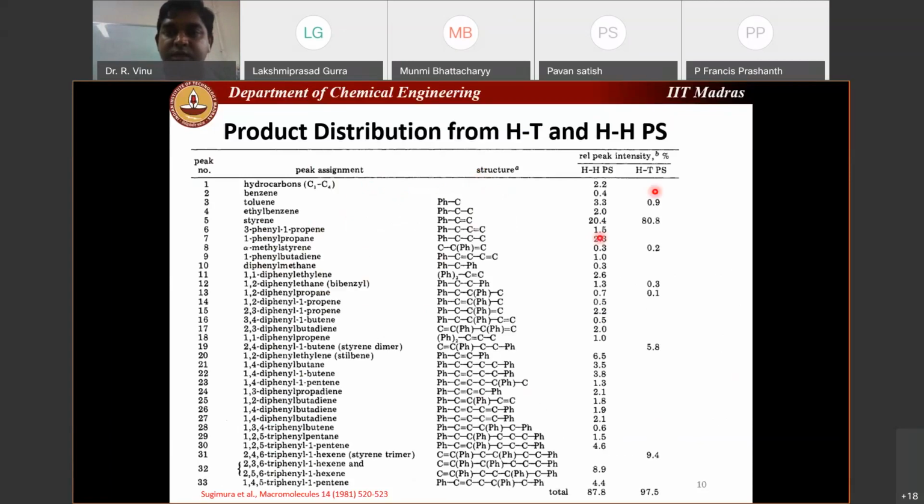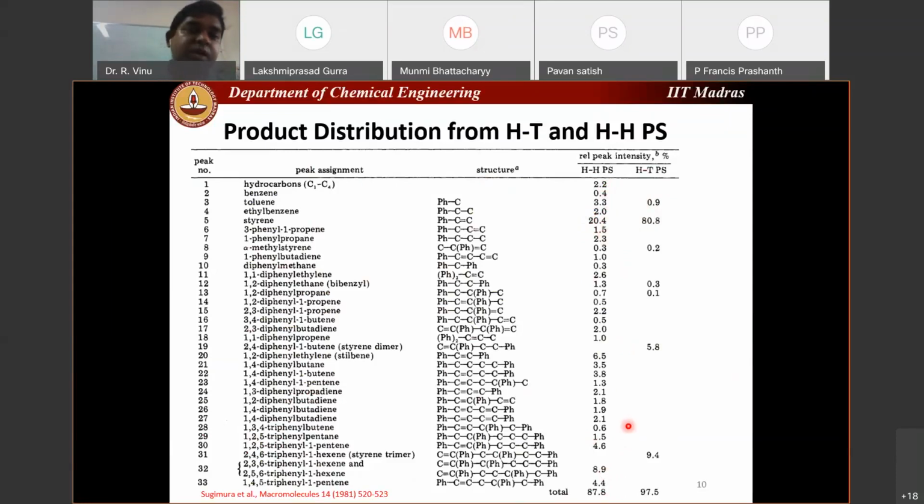You can see that if you take a polystyrene sample with head to tail linkages, you get 80 or 81% of styrene. Whereas if you pyrolyze a head to head polystyrene, that means a polystyrene sample having a majority of head to head linkages in it, then you see that the styrene is significantly reduced, and you get a wide variety of dimers, trimers, and tetramers coming out of your polystyrene sample.